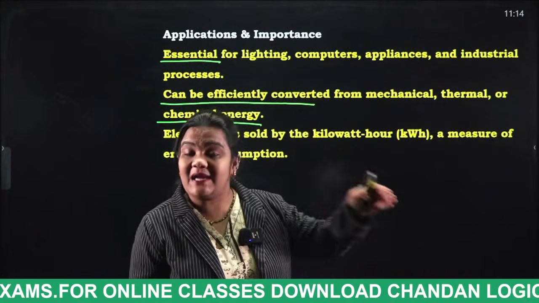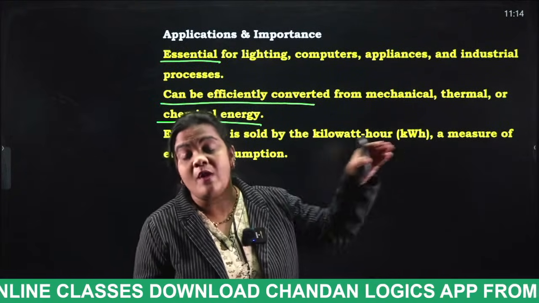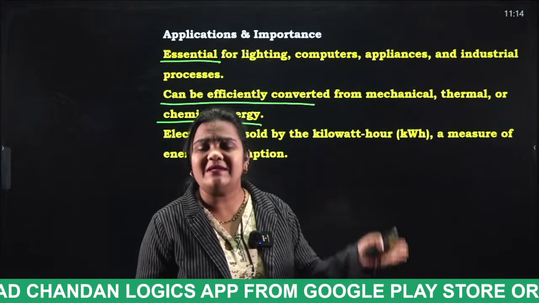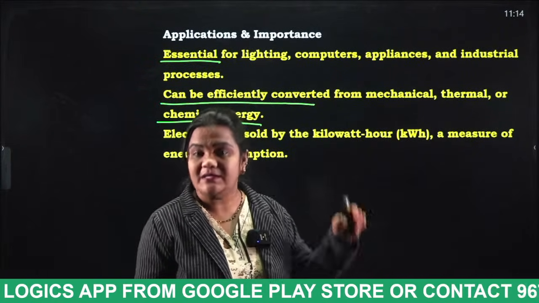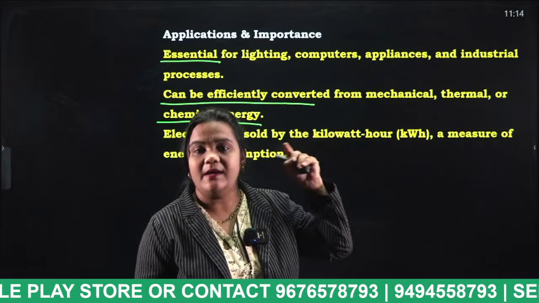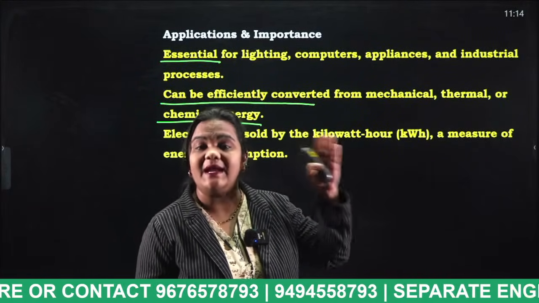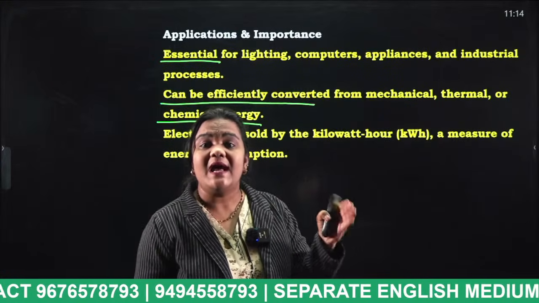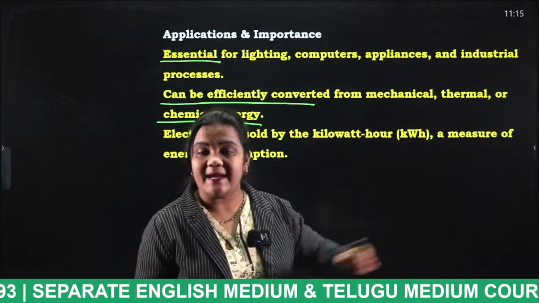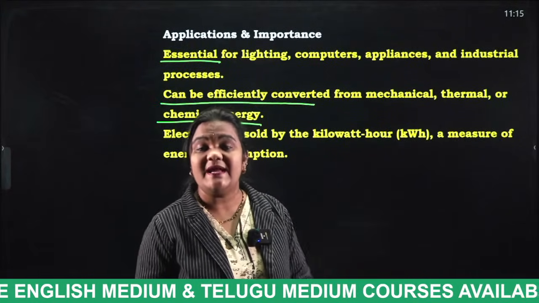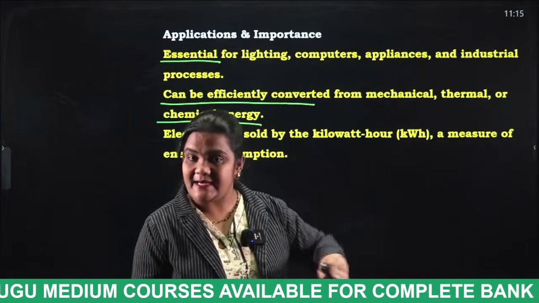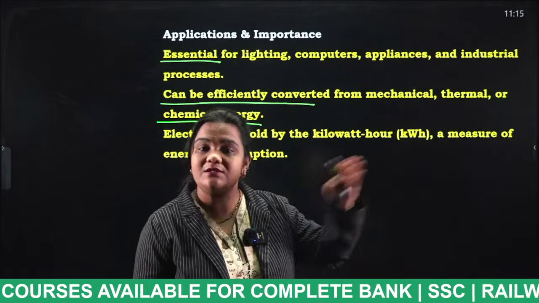Even the electricity converts one form of energy into another form. The best example is the cooler. How is the cooler working? When we switch on the electric cooler, the electricity is automatically converting into mechanical energy. What is happening there, students? Electrical energy is automatically converting into mechanical energy so that the cooler rotates.